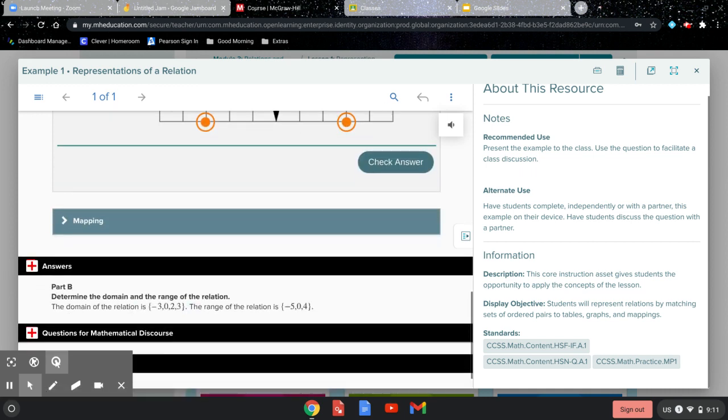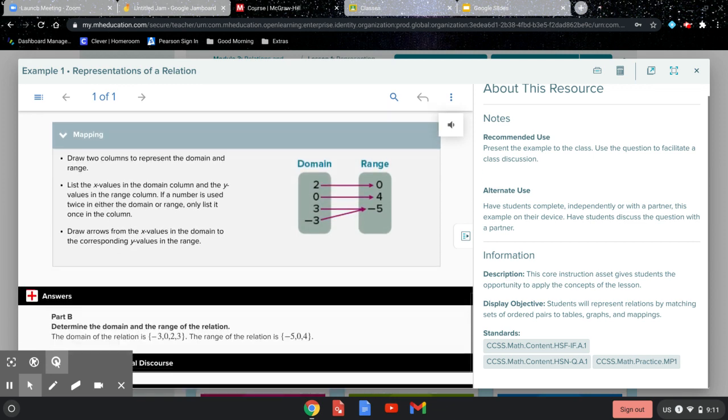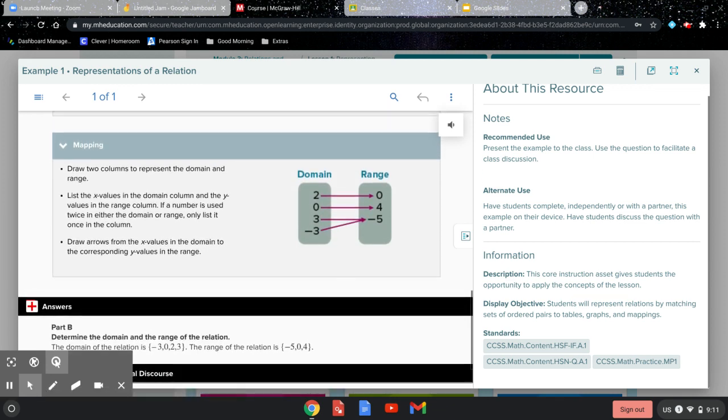And then last, my mapping diagram. We should have all of our domains written down in the first circle, all the ranges written down in the second circle, and then we look at our ordered pairs and we draw a line to it. So I have (2, 0), (0, 4), (3, -5), and (-3, -5). Domains are the first numbers, ranges are the second numbers, your y values.